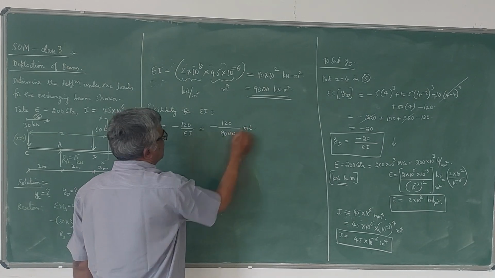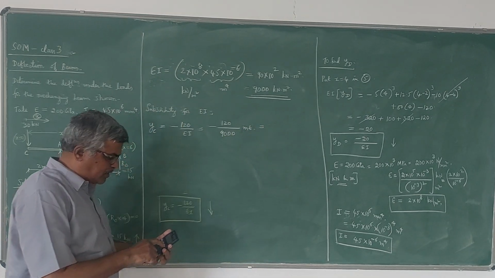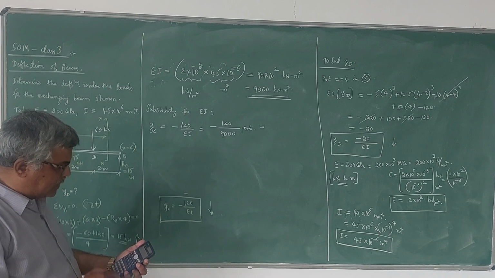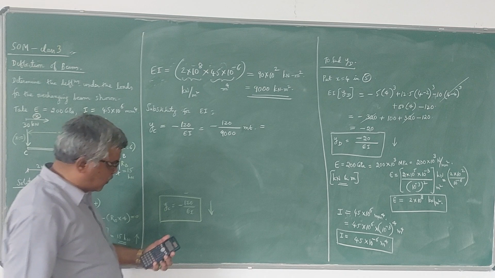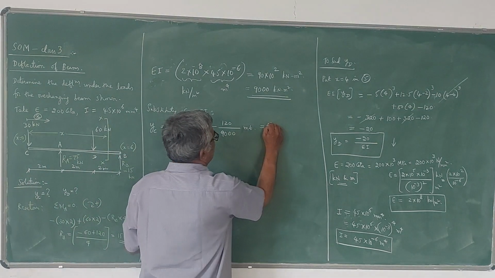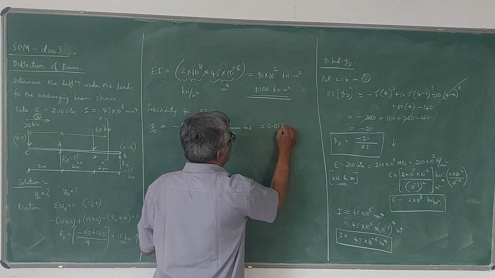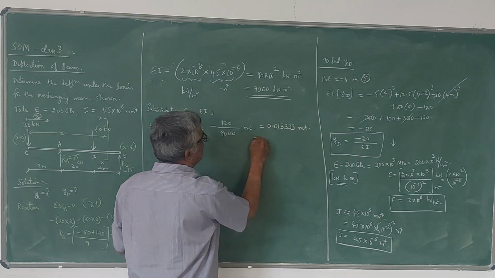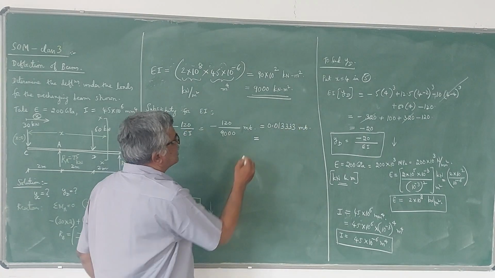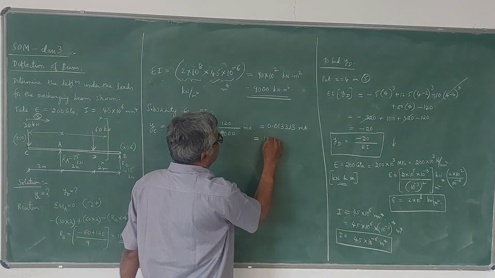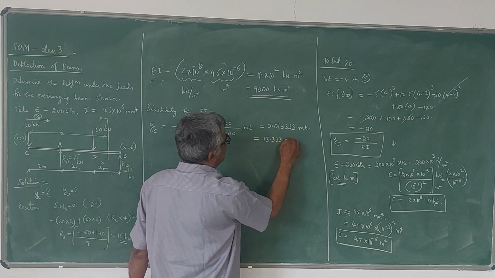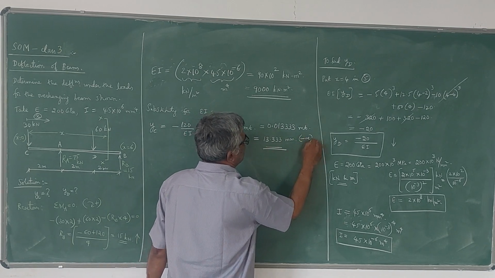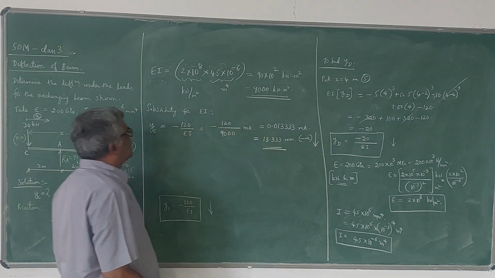So the value is 120 divided by 9000, or 1 divided by 75, which is 0.01333 meter. If you convert to millimeter, you have to multiply by 1000. So it will be 13.333 millimeter. So it is negative, of course. Negative means downward deflection. That's all.